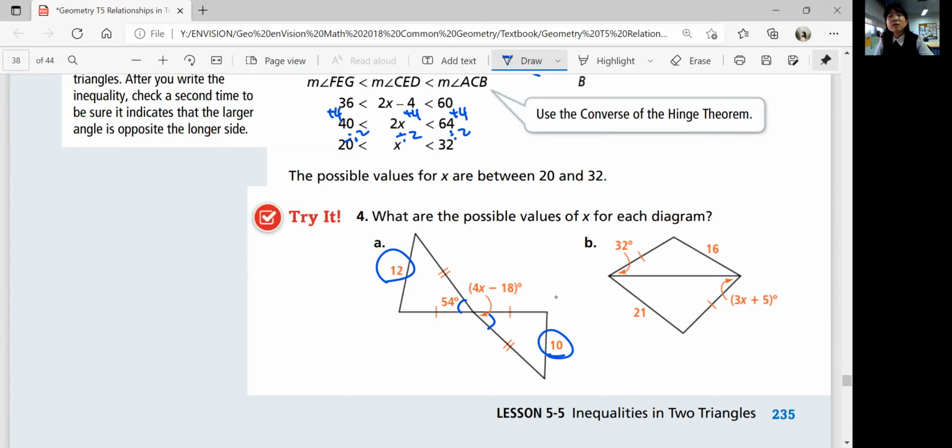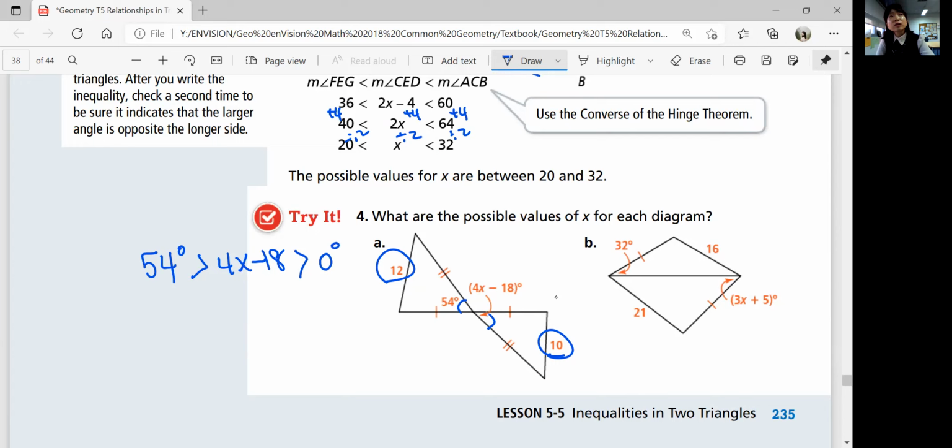Do we have a minimum value? Not really. But so let's start. Wait, yes. I mean, it must be greater than 0, right? So 54 must be greater than 4x minus 18. And this angle cannot be 0 degrees in order to get a triangle. You need to have at least 1 degree or 0.1 degree of anything greater than 0, right? So this must be greater than 0 degrees, right?